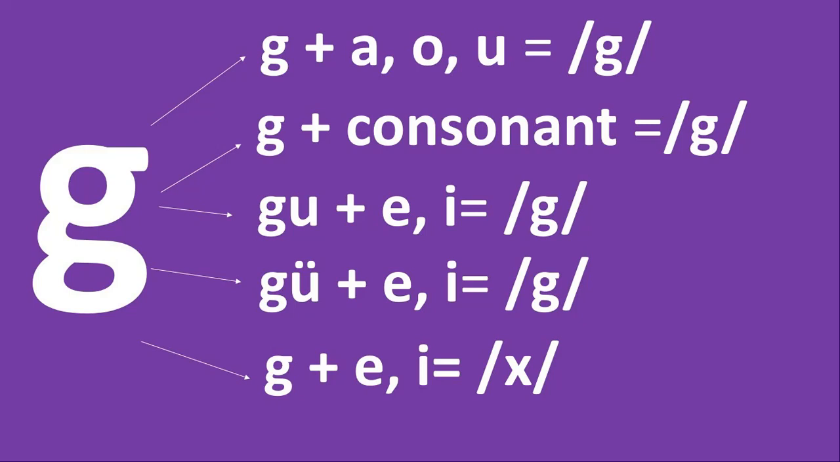The second sound is similar to the Scottish ch in loch. It is produced when the letter G is written before the vowels E, I. The letter F in Spanish is similar to the English sound F.